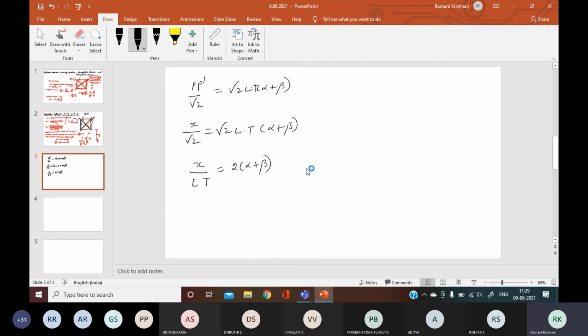Now we know that in this diagram, if this was x, this was l, this is theta. So theta is equal to x by l. So what do I write? Can I write this as theta by t is equal to 2 alpha plus beta? Okay. Now let me reverse it. For some reason I'm going to reverse this and write t by theta is equal to 1 by 2 alpha plus beta. Okay. Now tell me this is equal to what?